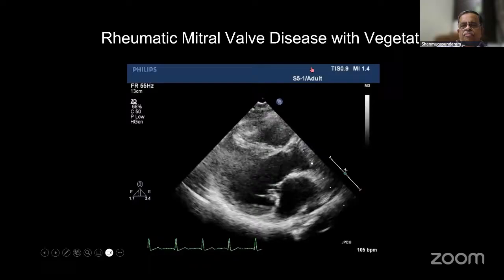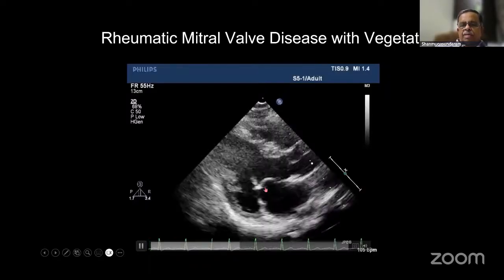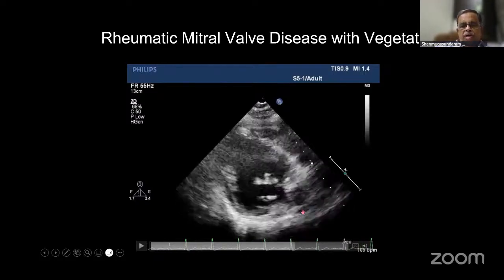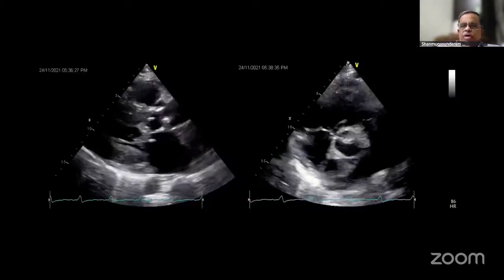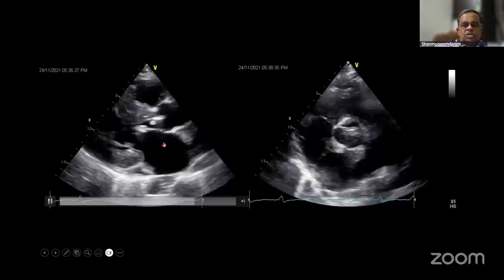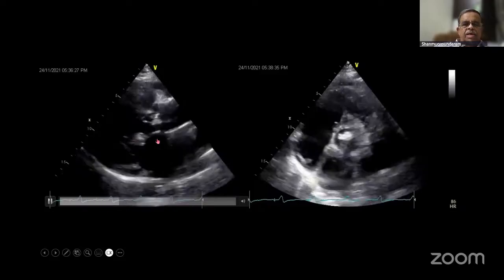Another example of rheumatic mitral valve disease, look at the AML vegetation making to and fro movement in phases of the cardiac cycle. In contrast to what you saw in the previous instances, this also belongs to someone who has suffered from infective endocarditis in the past.